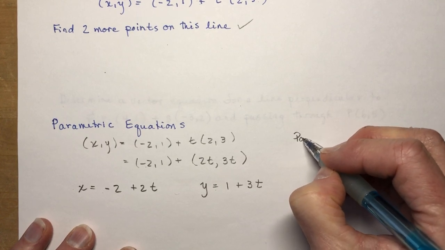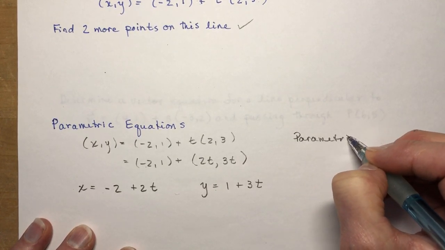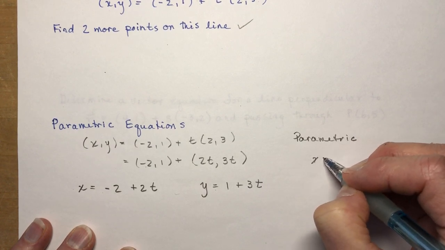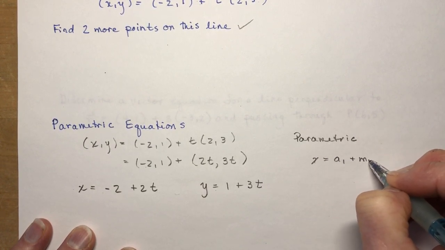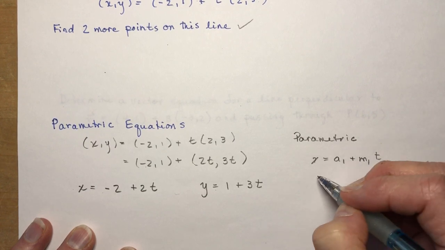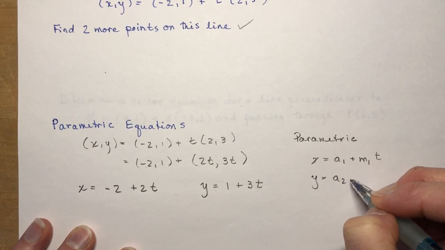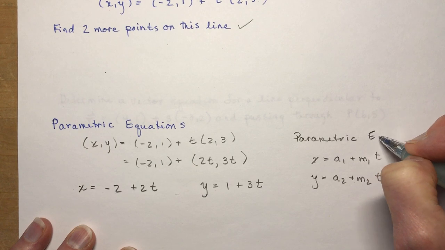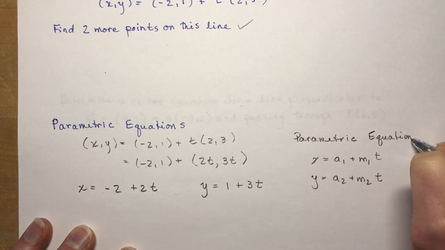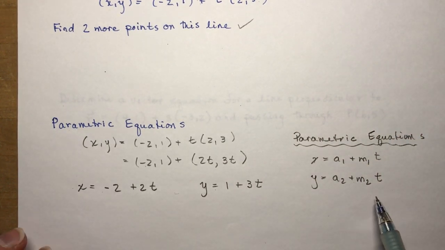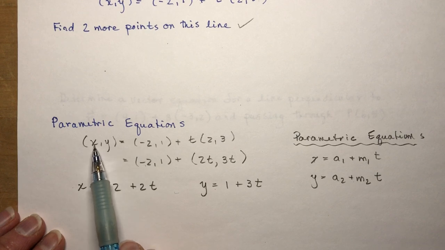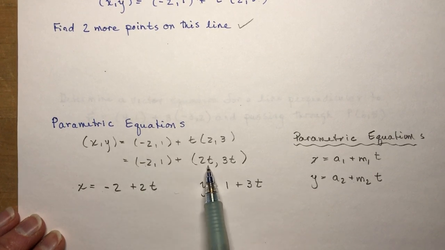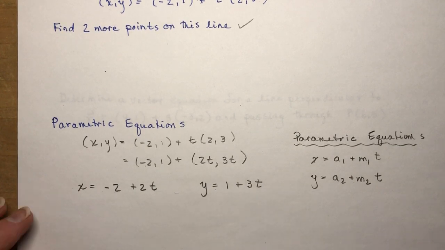And in general, parametric equations are simply x equals a1 plus m1 times t and y equals a2 plus m2 times t. So these are parametric equations, and they're going to be useful in a little bit here as well. Okay, so a parametric equation is just describing the variables x and y in terms of the point and the slope or the direction vector using a parameter. In this case, I use t.